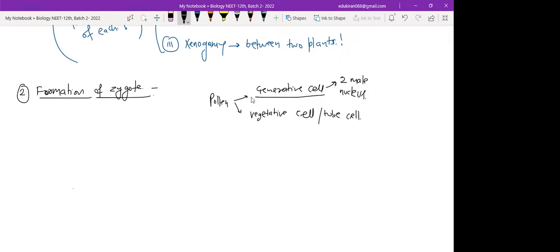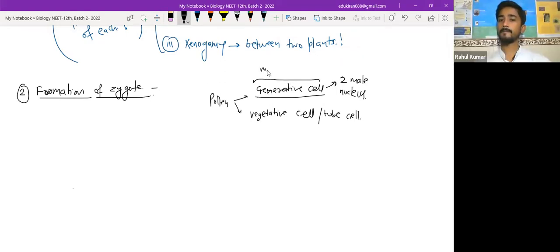So this division will be just mitotic. You have to remember that in a generative cell there is a mitotic division and one divides into 2. 2 male nucleus are there. Because generative cell was haploid, so after mitosis it will still be haploid, correct? So both are haploid. 2 male nucleus, both N, right?